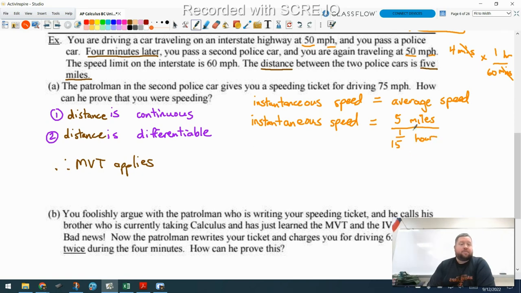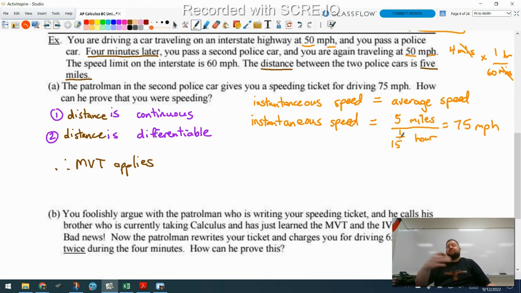And now we have our average speed in terms of miles per hour. All right, so you multiply by the reciprocal. 5 times 15 is equal to 75 miles per hour. And there it is. So we're done with this one. Okay, so they can prove that the instantaneous speed had to have equaled the average speed at some point in that interval. And so therefore, since our average speed was 75, we must have been traveling 75 miles per hour at least once during those 4 minutes.